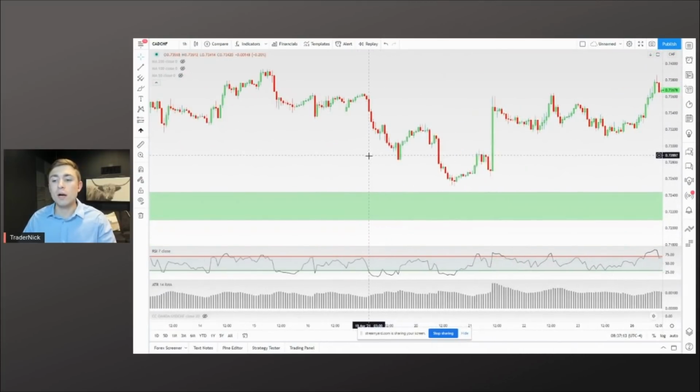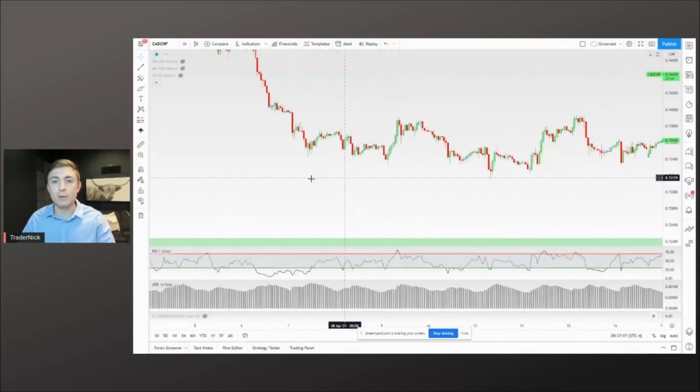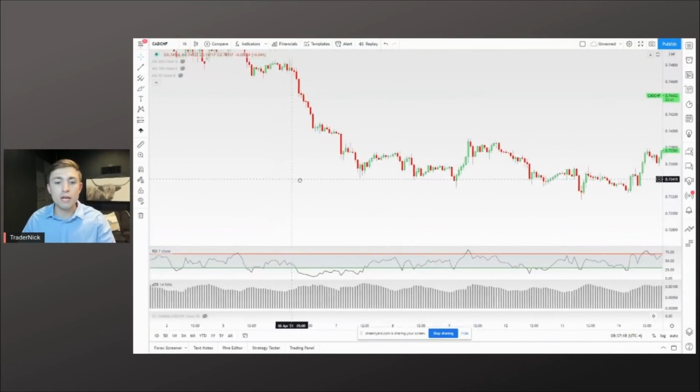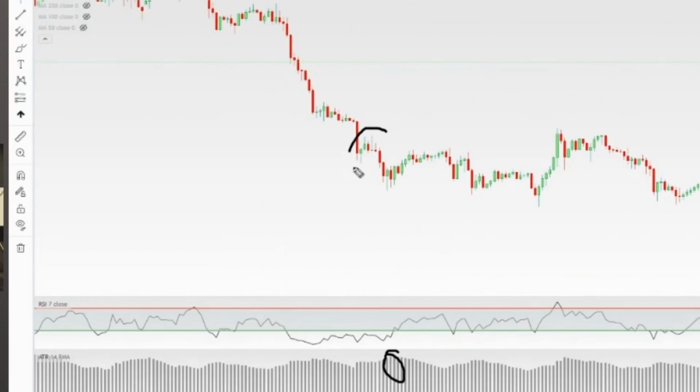Okay, so let's look at another example. I want to find a spot. So here's another example of a time that the average true range was considered pretty high. So around this time, how would we use the tool? Well, we can see there's a lot of movement in the chart here.